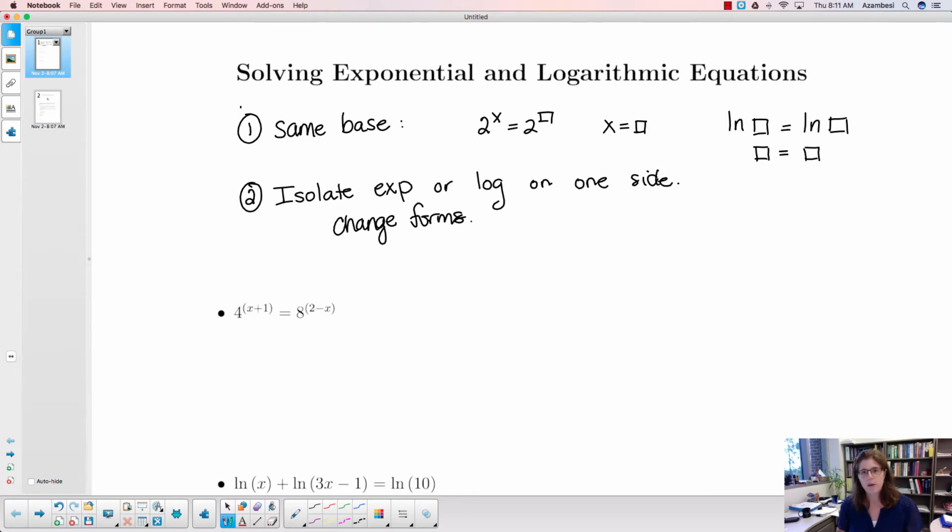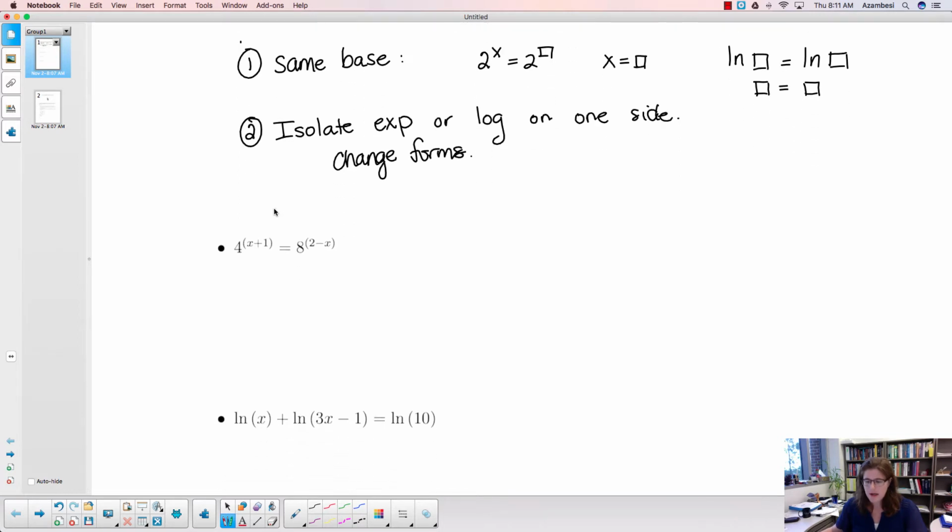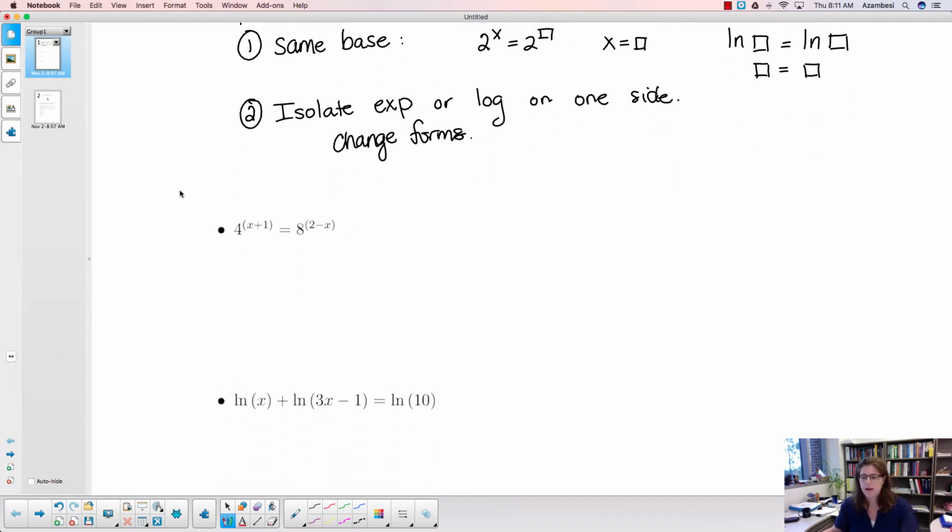So I wanted to do a couple of quick examples just to make sure that you're up and ready to go for lab this week. And the first one we have is 4 to the power of x plus 1 equal to 8 to the power of 2 minus x. So my strategy I'm thinking about is, can I make the same base? Well, 8's not a power of 4. However, they're both a power of 2. So if I were to rewrite the 4 and the 8 as both powers of 2, then I can make the same base and set my exponents equal.